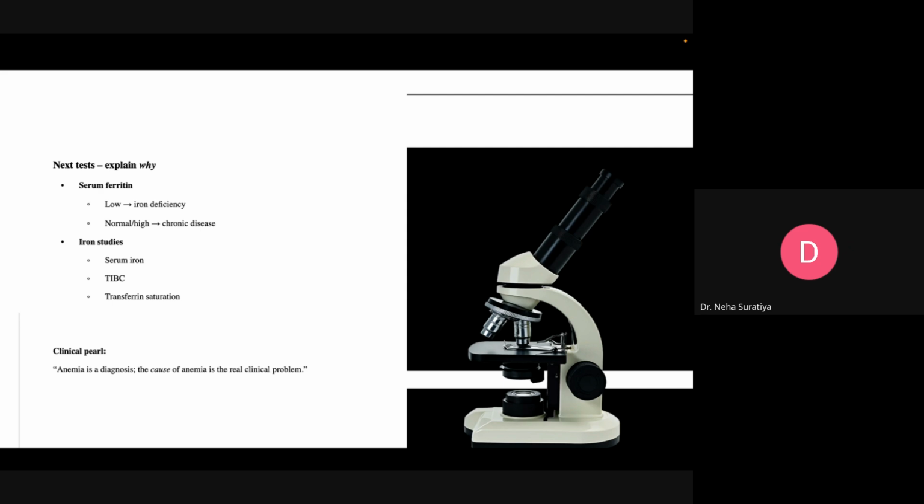So the clinical pearl here is, anemia is a diagnosis, guys. The cause of anemia is the real problem. And we need to understand in laboratory medicine how exactly we need to correlate what type of anemia a patient is having. Okay, very important, and very directional the anemia's treatment approach is, right?